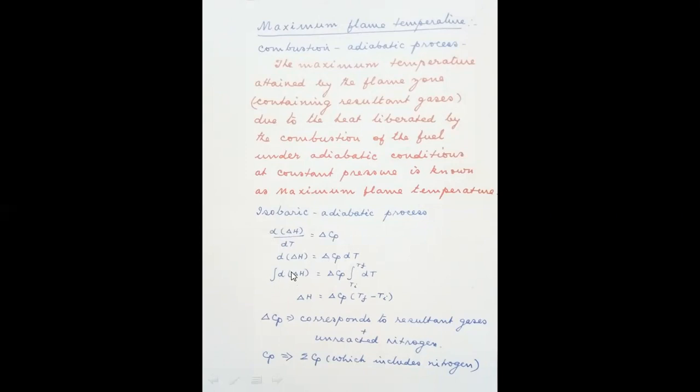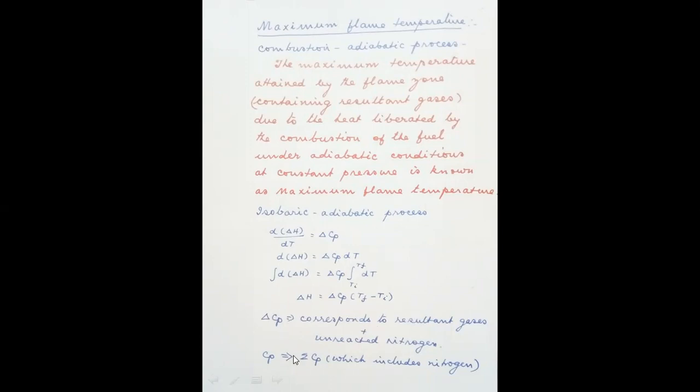So when I integrate this, the integral of d(ΔH) is equal to ΔCp times the integral from Ti to Tf of dT. Ti means initial temperature, Tf means the final temperature. Now ΔH is equal to ΔCp (T final minus T initial). Here the ΔCp corresponds to the resultant gases plus unreacted nitrogen.